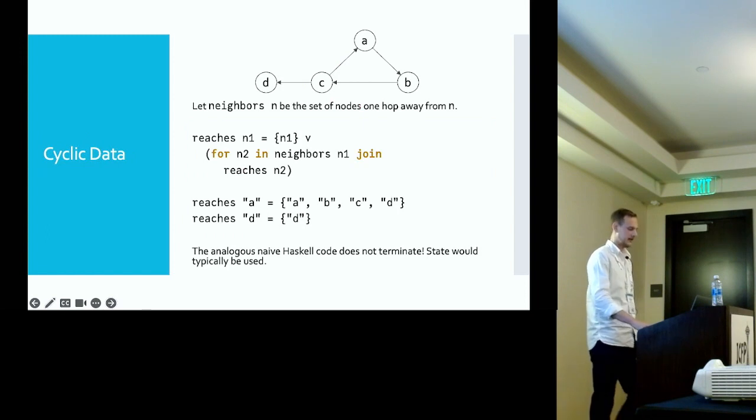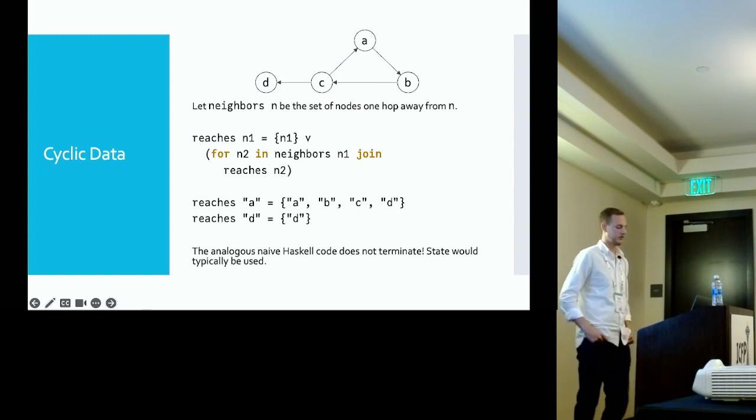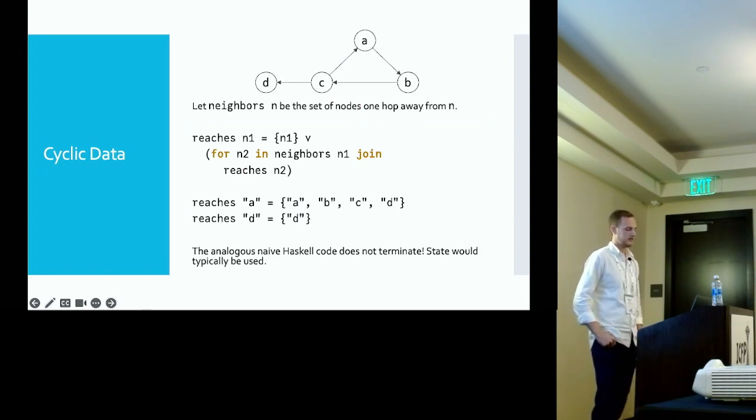So here's a slightly less contrived, more interesting example. We can now write functions over cyclic graphs. Imagine that we have a directed graph, defined by some function neighbors, where neighbors takes the name of a node in the graph and returns all of the names of the nodes that are one hop away from the input. From there, we'd like to define the reachability function, which gives you all of the nodes that are reachable from a certain starting point.